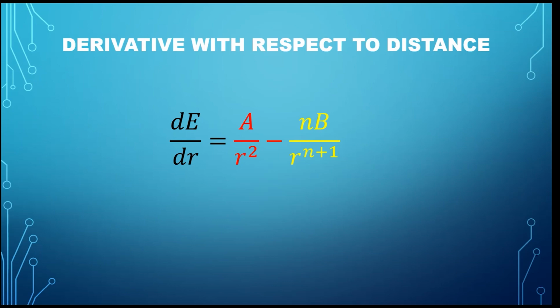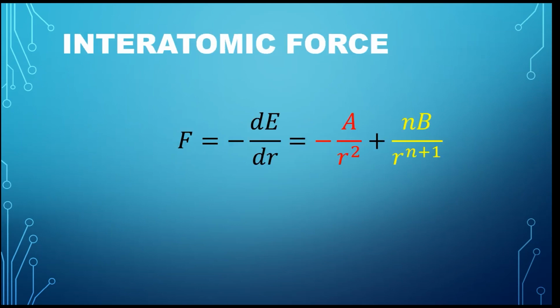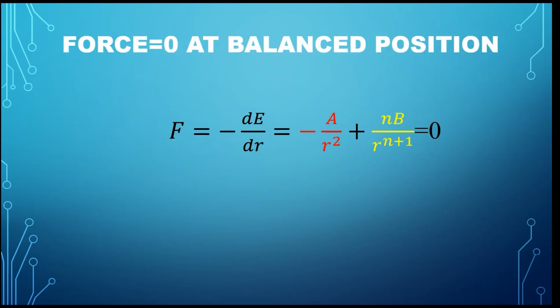Physically, the opposite of the energy derivative gives us the force exerted by this potential energy. To find the minimum energy point is equal to find the zero force point, so we set the force equal to 0, in order to find R naught and E bond.